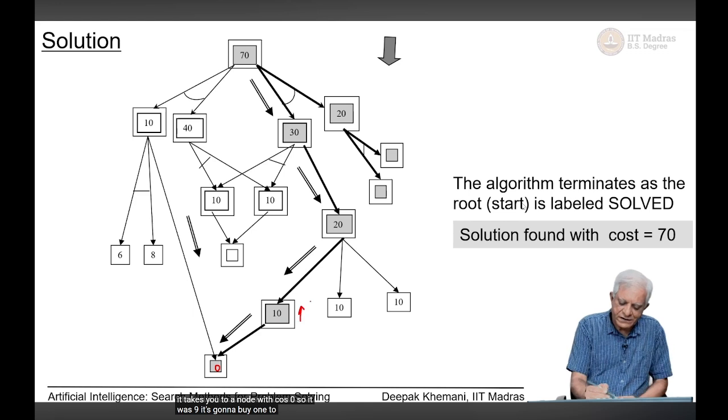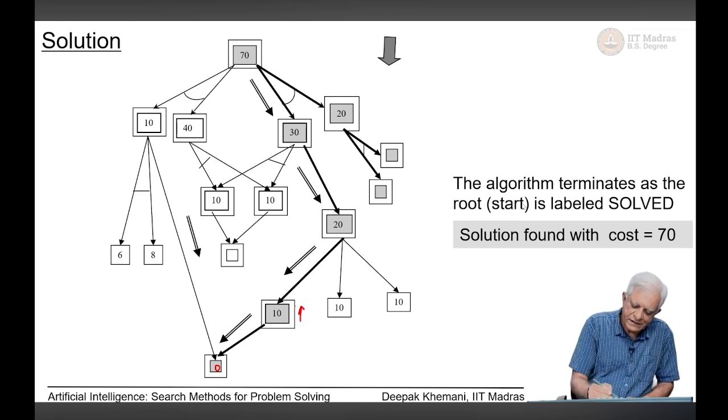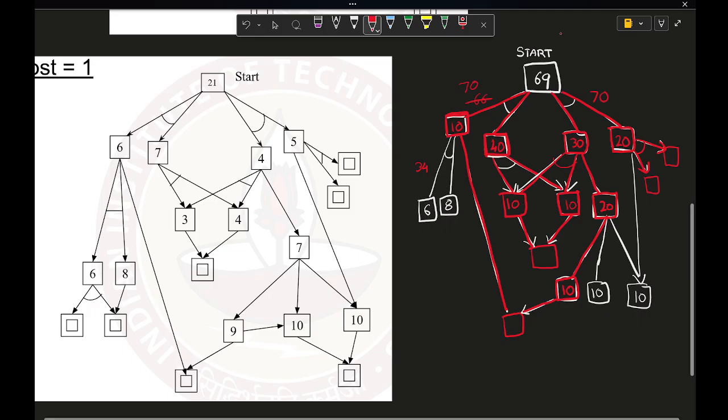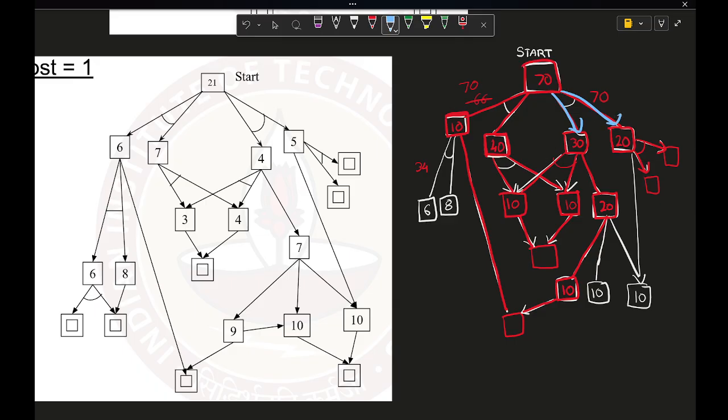So it was 9, it's gone up by 1 to 10, and it has become solved. So all this solved label keeps propagating upwards. As you can see, this is solved, this is solved, this is also solved, and therefore the root is labeled solved with a cost of 70. But the important point is that this is not the only path. Sure, this becomes 70 and this is marked, but there are different paths that are available. For example, I can take this path. That's also a path of cost 70. I can take this path.